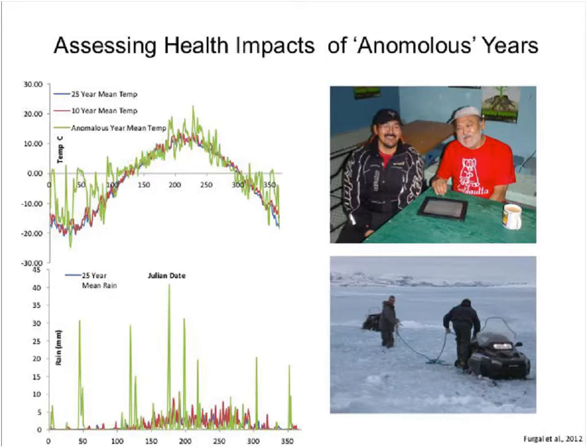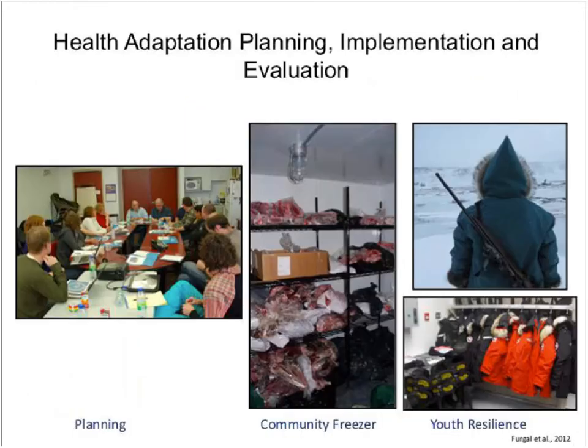And through that, and through surveys in the community, we were able to essentially document the perceptions and realities of the health impact assessment of these sorts of anomalous years. And with the projection that these may reoccur in the future more frequently, what are the sorts of needs in the community to be put into place?